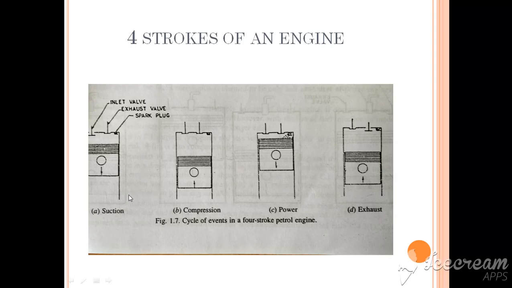In the first stroke there is suction, the sucking of air fuel mixture or air in diesel engine, so it is called a suction stroke. Whereas in the second stroke this air fuel mixture or air in diesel engine is compressed, so it is known as compression stroke.